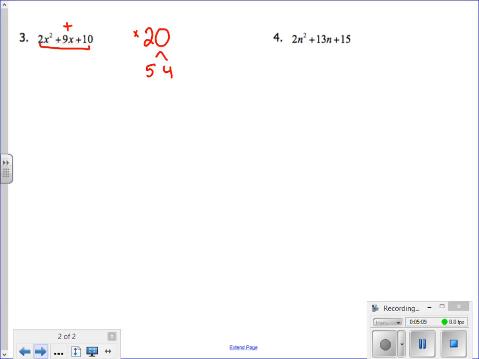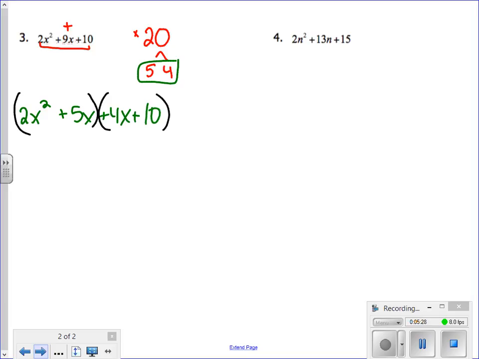When I split the middle, the 2x squared comes down. The 10 also comes down. And then I split up the middle with 5x plus 4x. Now I'm able to group. The first two terms go in a group. The last two terms go in a group, which allows me to now look for a GCF.